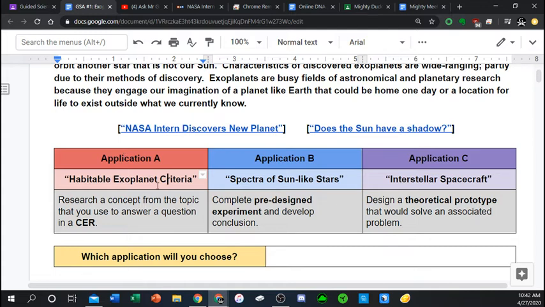So research a concept from the topic, habitability of an exoplanet, that you use to answer a question in a CER. So things like: does an exoplanet have a tilt like the Earth? Does an exoplanet have a moon like the Earth? Does the exoplanet have a distance from its star like the Earth? Is the star that the planet orbits the same as the sun, or is it different?